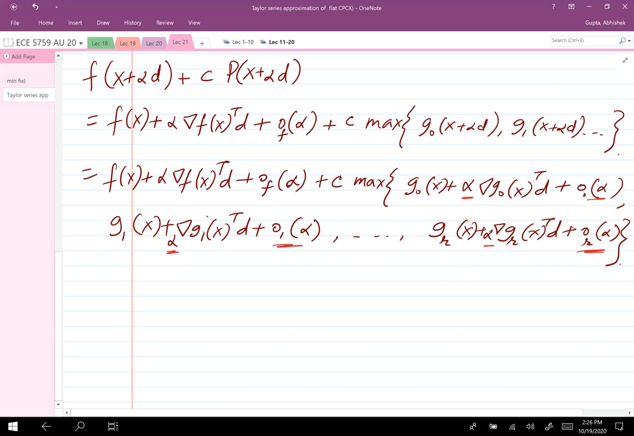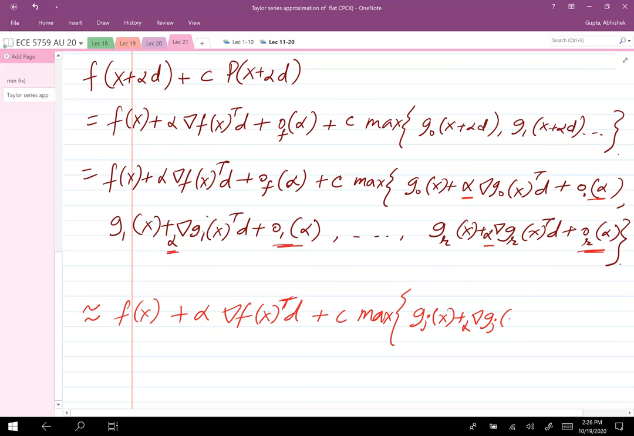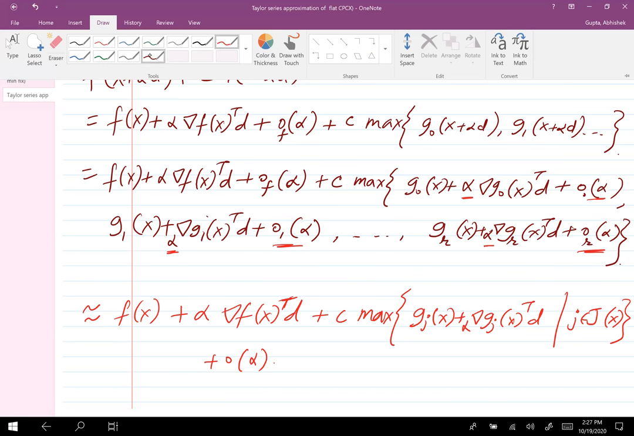So one thing I can approximate here is, assuming that alpha is small, these terms o_0 of alpha, ..., o_r of alpha are going to be negligible. So this is approximately equal to f(x) plus alpha gradient f(x) transpose d plus c max over j in J(x) of g_j(x) plus alpha gradient g_j(x) transpose d, plus small o of alpha. This is an approximation, okay? This is not an equality, this is an approximation.